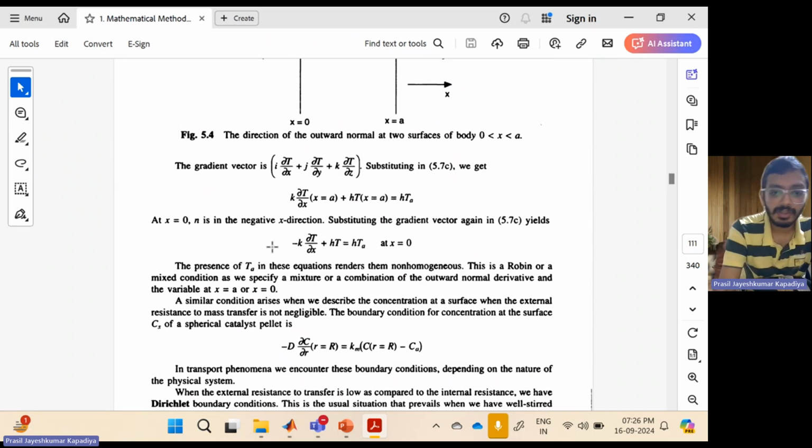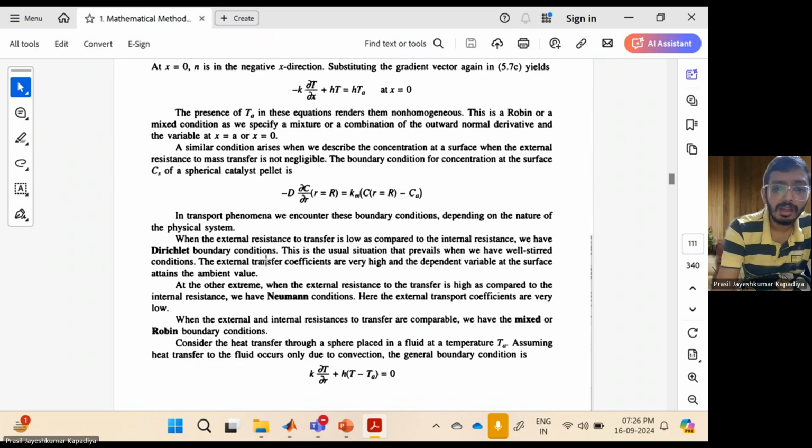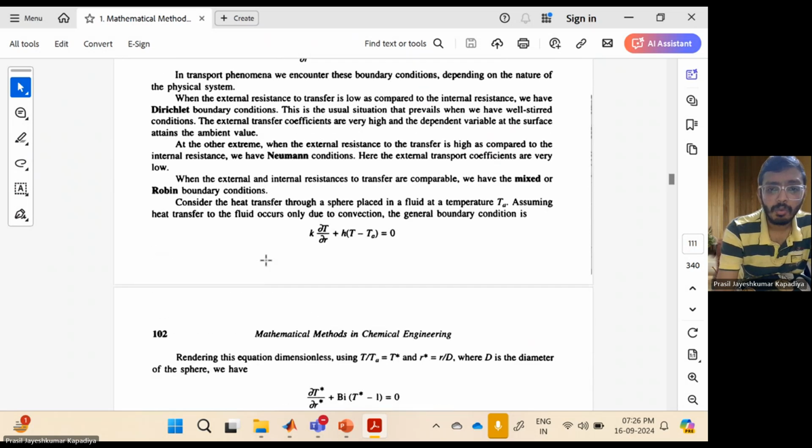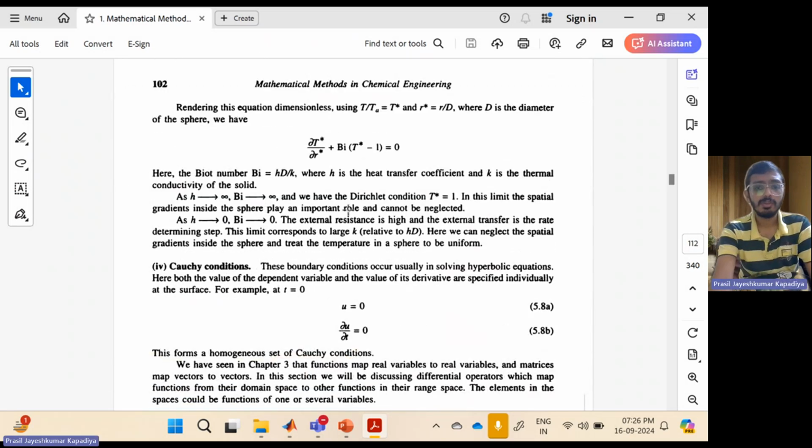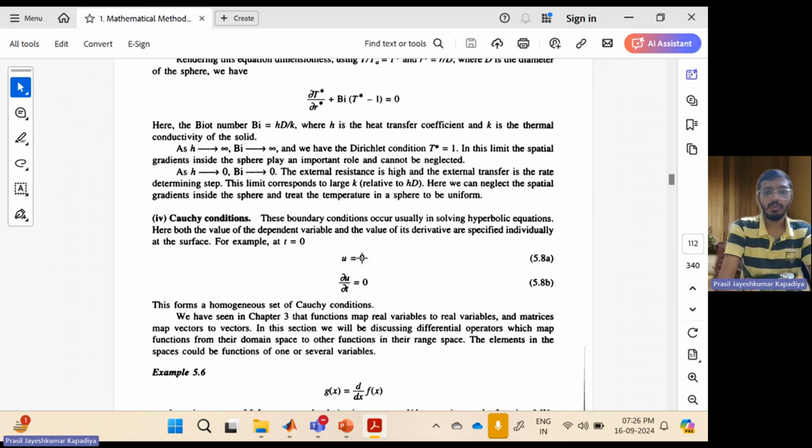One more condition is the Cauchy boundary condition. These Cauchy boundary conditions occur usually in solving hyperbolic equations. You don't need to learn what hyperbolic means now; we will see hyperbolic PDEs in an upcoming class. Both the value of the dependent variable and the value of its derivative are specified at the surface. So we are told that at t equal to 0, u is equal to something, and du by dt is also given. This kind of condition, with respect to initial conditions, is called Cauchy boundary condition, and it applies only when dealing with hyperbolic partial differential equations.